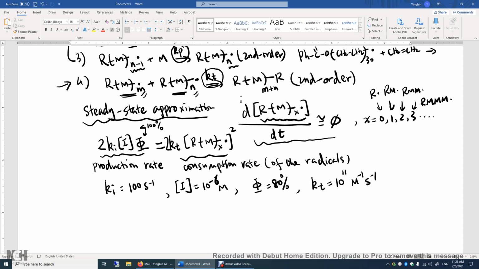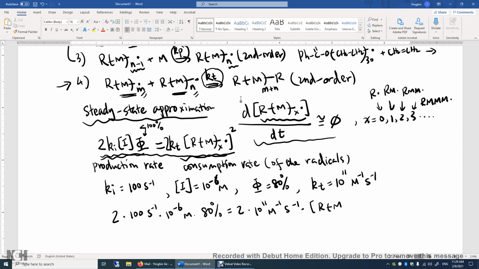All right, so you have this. And then given this information, we will be able to compute the concentration of the radicals. So you just look at this equation and you can see all information is given for us. So 2 times K sub I, 100, times the concentration of I, and then times 80%, is equal to 2 times K sub T times the concentration of the radical chains.